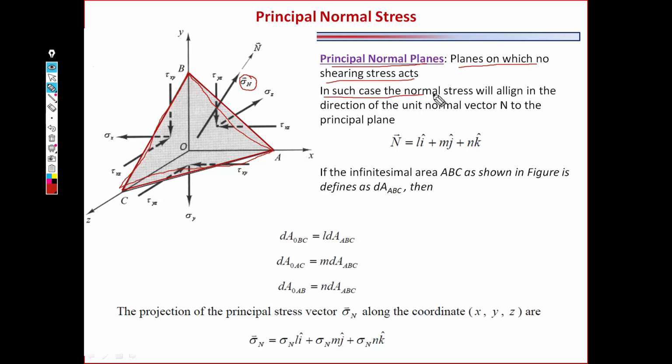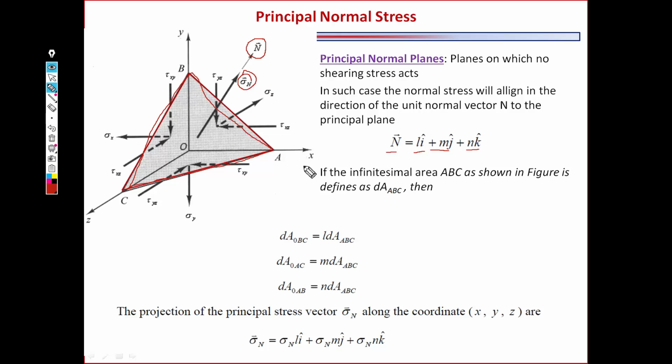In such a case, the normal stress will align with the direction of the unit normal vector n to the principal plane. That plane is represented by the triangle A, B and C. The direction of the normal vector to this plane will align with the direction of the unit vector of this plane. So the unit vector of that plane is represented by n is equal to L i cap plus M j cap plus N k cap.